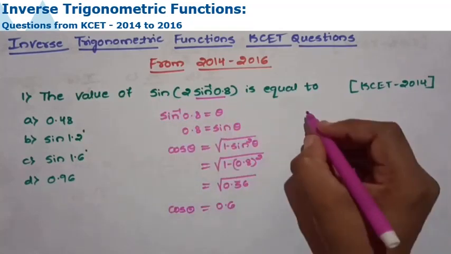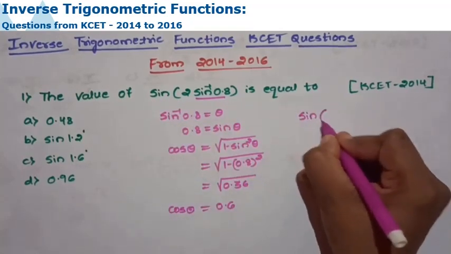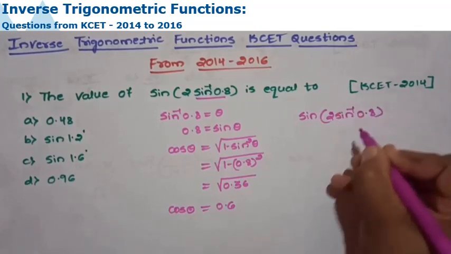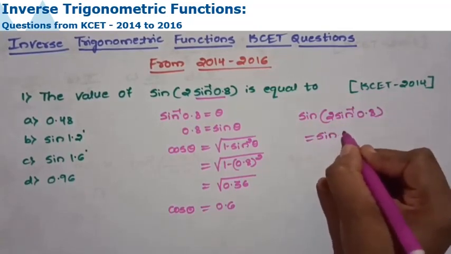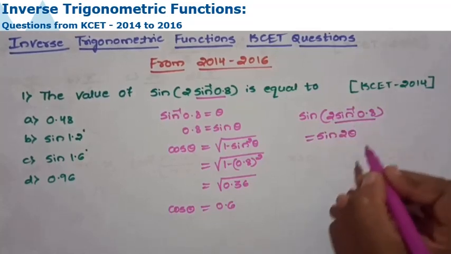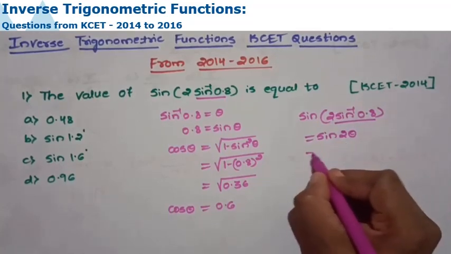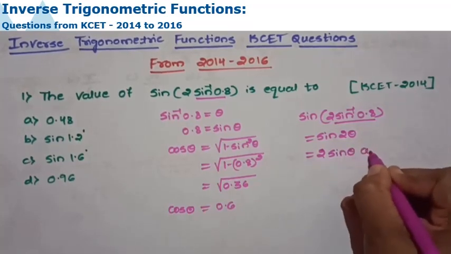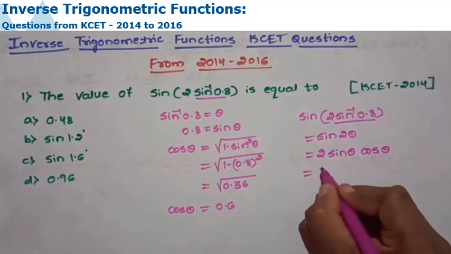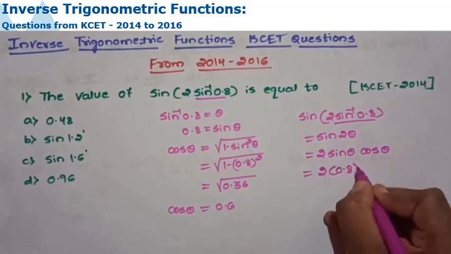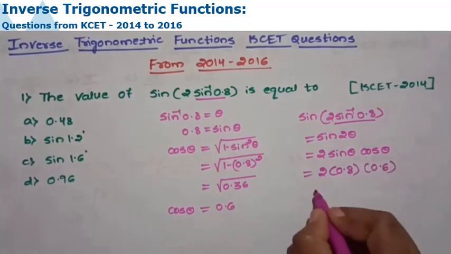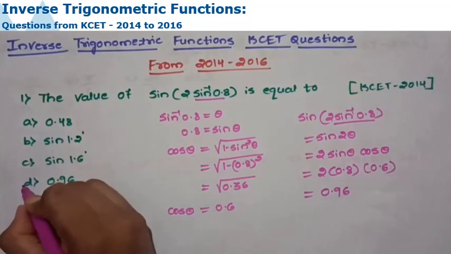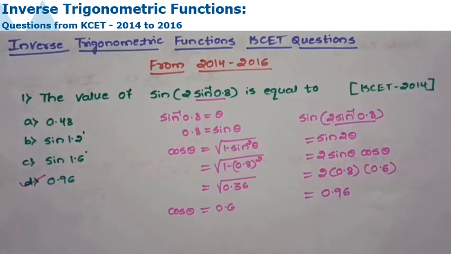So the given expression sine of 2 sine inverse 0.8 will become sine 2 theta, because we have considered sine inverse 0.8 as theta. The sine 2 theta formula you know is 2 sine theta into cos theta. Sine theta value is 0.8, cos theta value is 0.6. So we have 2 into 0.8 into 0.6. This gives 0.96. So option number D is correct.